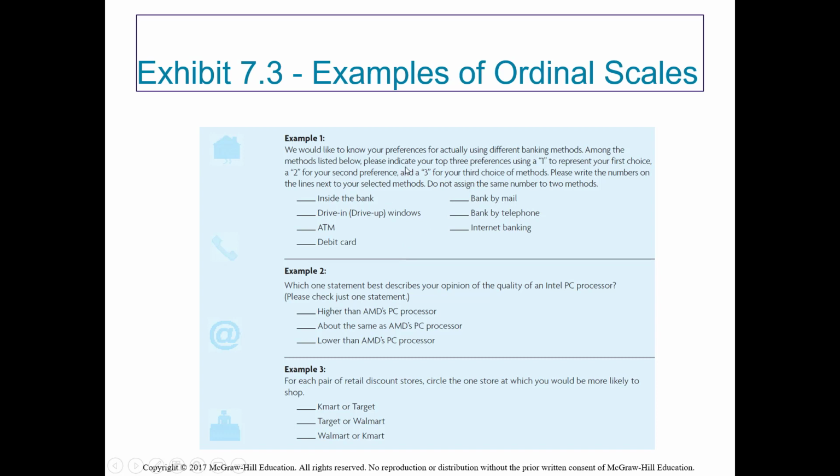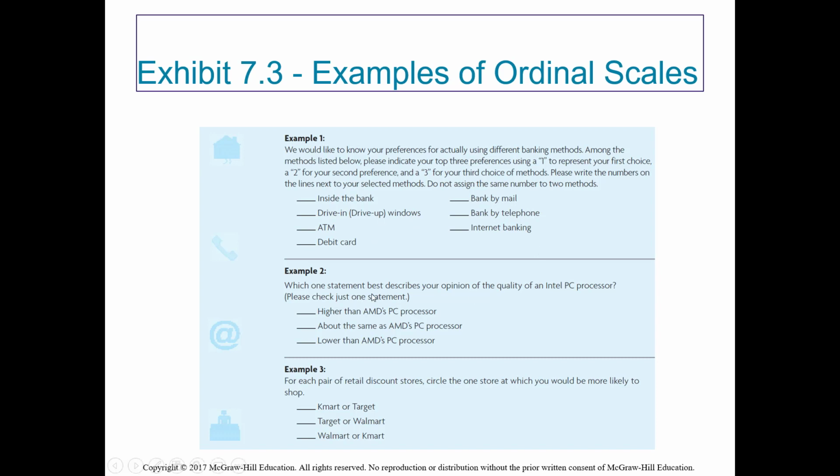And the first question, it's asking you to give your preferences. So you would rank these. So this is a ranking. A ranking is an ordinal scale. So we're ranking methods of different banking. I would put number 1 inside the bank, 2 drive-up windows, 3 banking by telephone, etc. So we have some sort of an order.